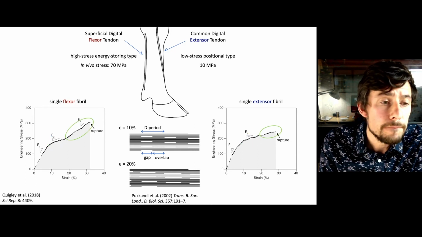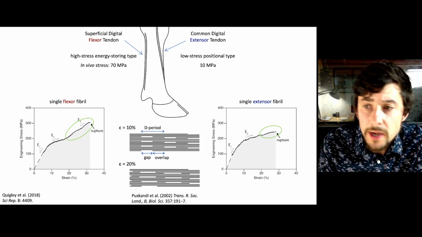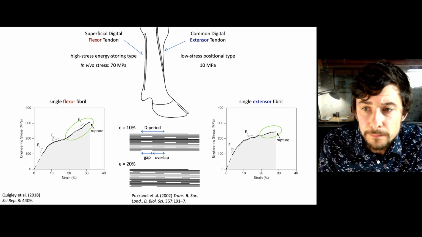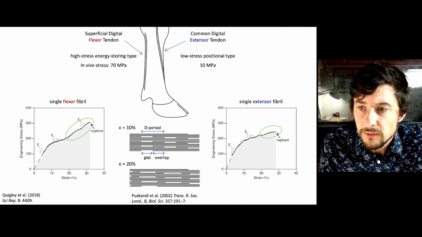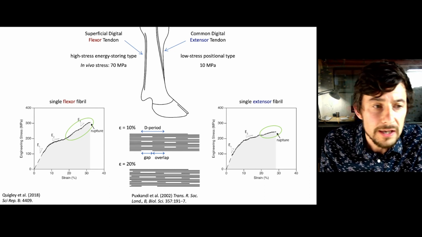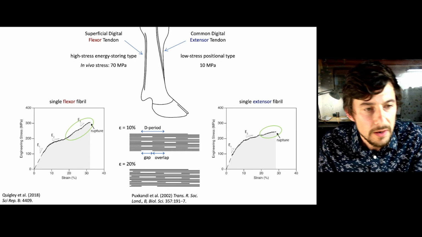It's only in the final portion of their loading curves, at strains greater than 20%, where the responses of the two fibril types actually differ. Here, the increased cross-linking in the flexor fibrils appears to impede molecular sliding, giving rise to a triphasic stress-strain response with a late increase in modulus.